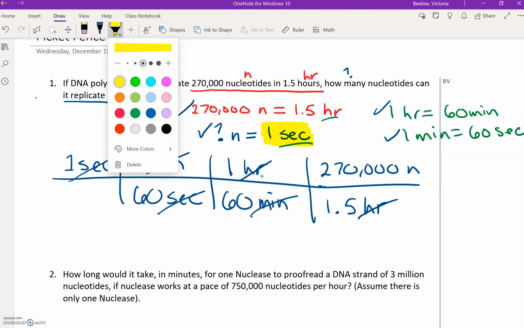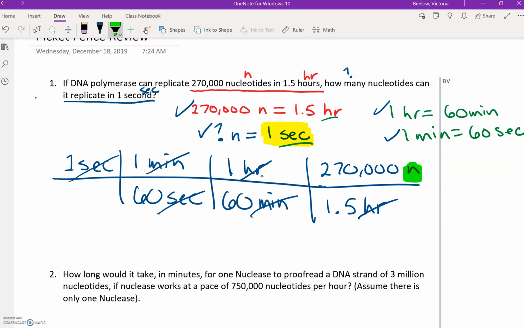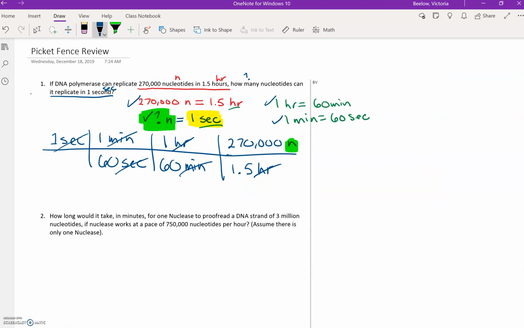The only unit that I have not canceled so far is N, which is nucleotides, and that was ultimately what I wanted my answer in. So we just converted seconds into nucleotides.